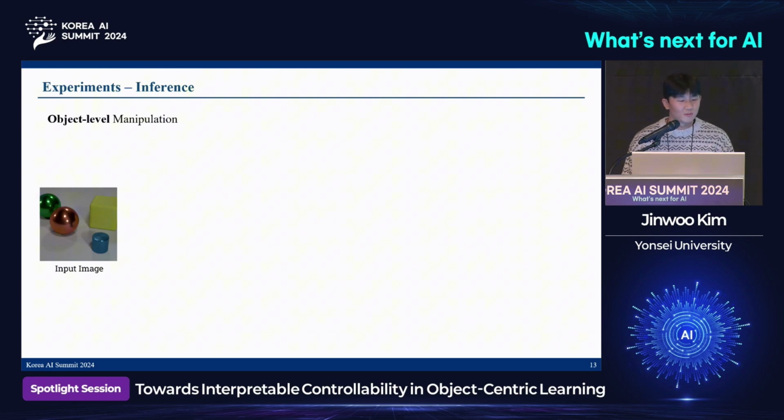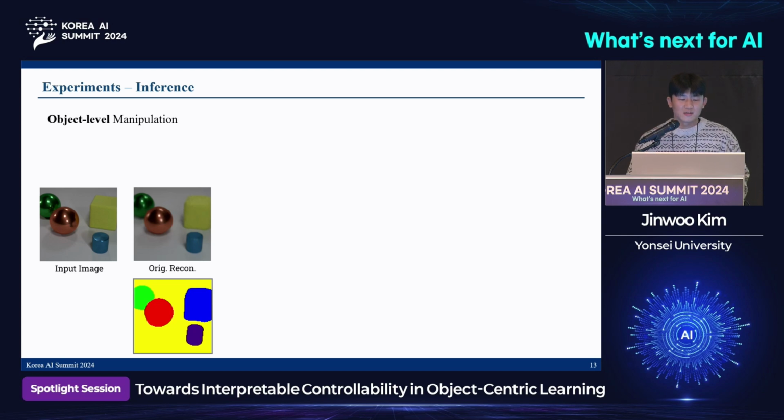Given an input image, firstly, slot attention reconstructs the image, and during reconstruction, it also generates slots, which are object representations for individual objects. And then the user can directly control an object's properties by manipulating the corresponding slots.